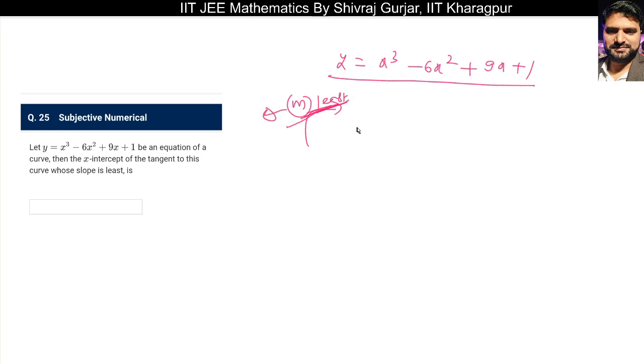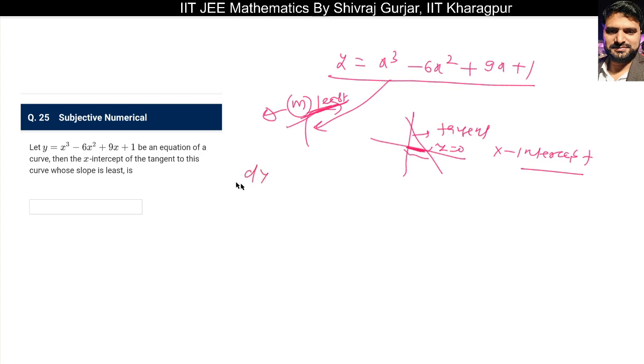First we have to find a tangent on this curve whose slope is least, and once we are able to find the tangent, it is easy for us to find the x-intercept. Let us take this as the tangent. Then what will the x-intercept be? This part. When y equals 0, the x that comes will be the x-intercept. So our aim is to find the tangent of this curve which has the least m. So what is its slope?